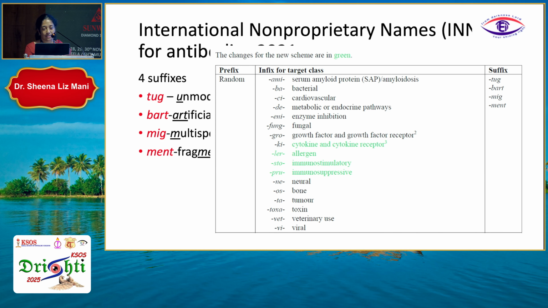And the infix, that is the portion just before the suffix, is based on the target tissue or the target system. For example, what we use in retina, bevacizumab, the C is against the cardiovascular, basically against the blood vessels.